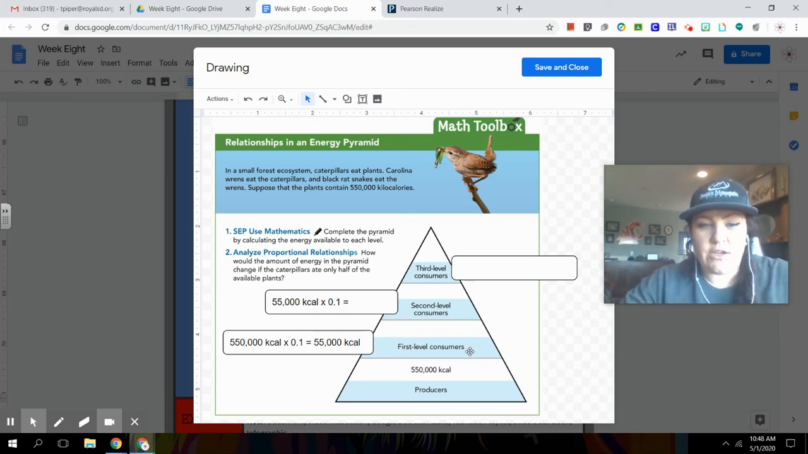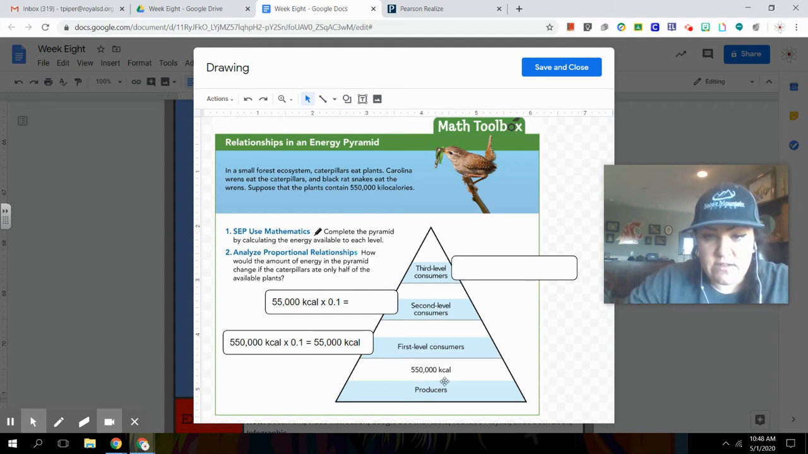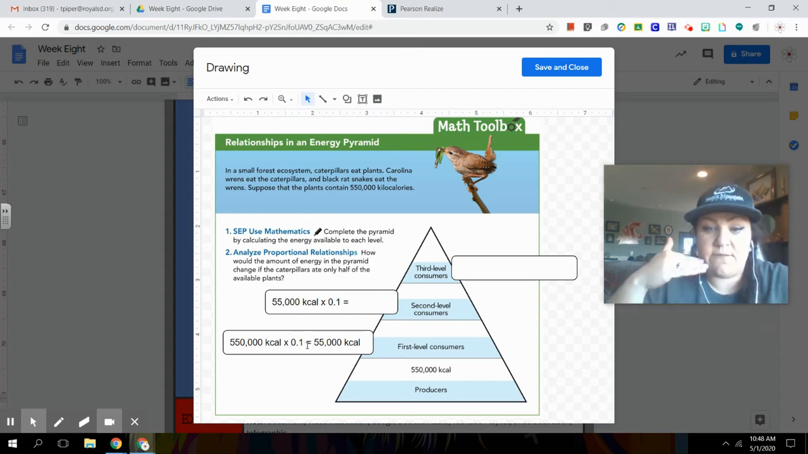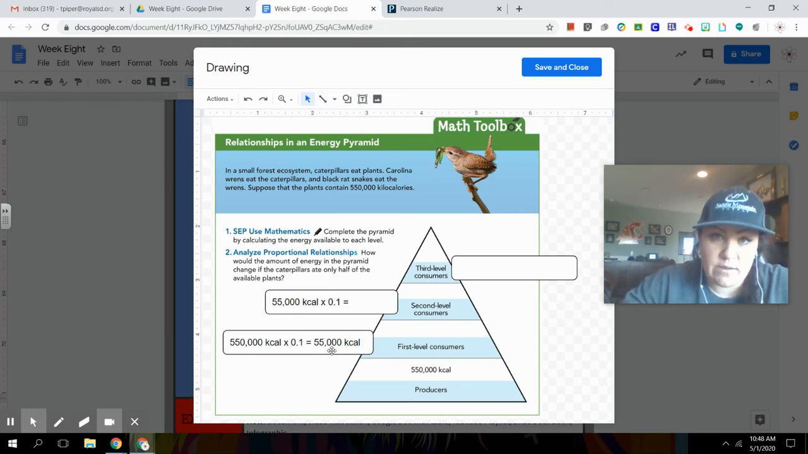So let's look at the math here. If we start off with 550,000 kilocalories, we know only 10% can move up to the next level. Well, here's the math that's already done for you. 550,000 kilocalories times 0.1. If you've forgotten how to do percentages, 0.1 is the same thing as 10%. So we're multiplying it by 10% to find out how much is actually getting to move up to that first level of consumer. So if these are the plants and our little caterpillars are eating the plants, they're only going to get 55,000 kilocalories from those plants.